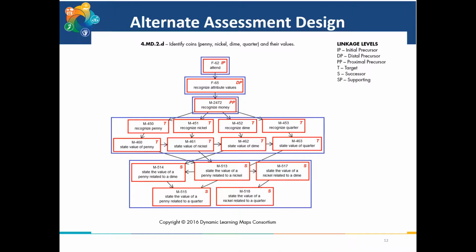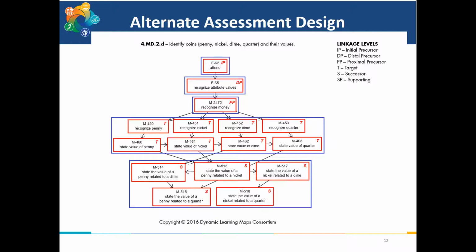So, taking a look now at our alternate assessment design. Again, here the essential element is used to build a blueprint for the assessment. So the graphic on your screen is an example of a minimap. And it's illustrating the example of the essential element for 4th grade math: identify coins such as penny, nickel, dime, and quarter for their values, and then the 5 linkage levels that will be used to assess that essential element.